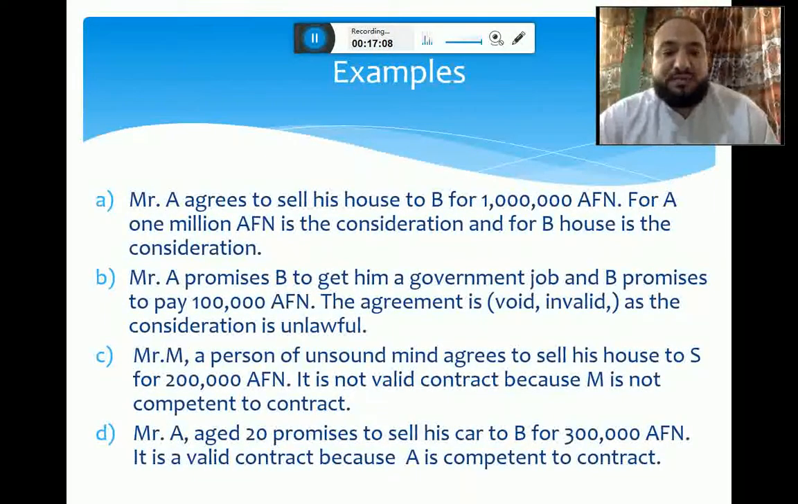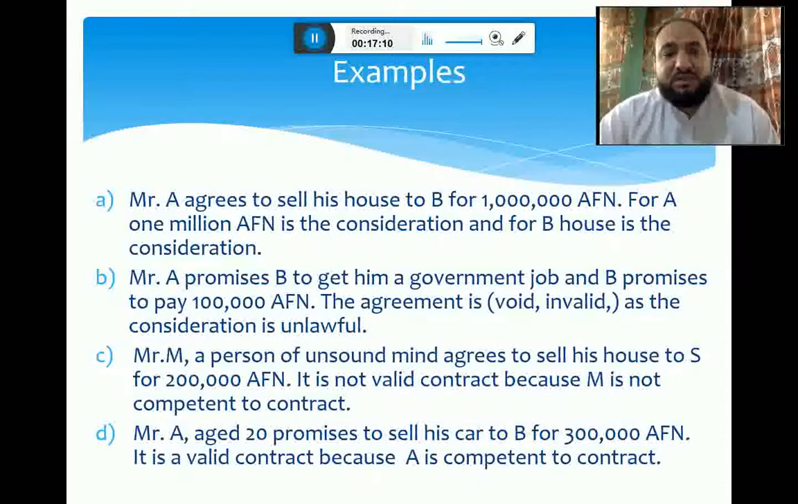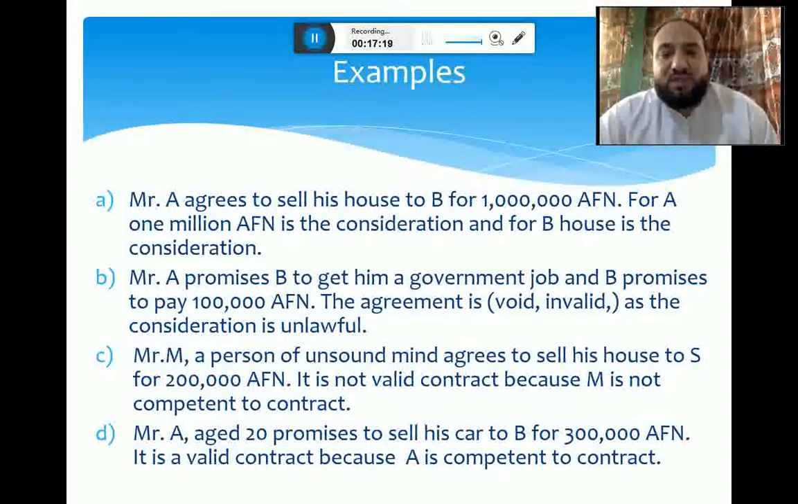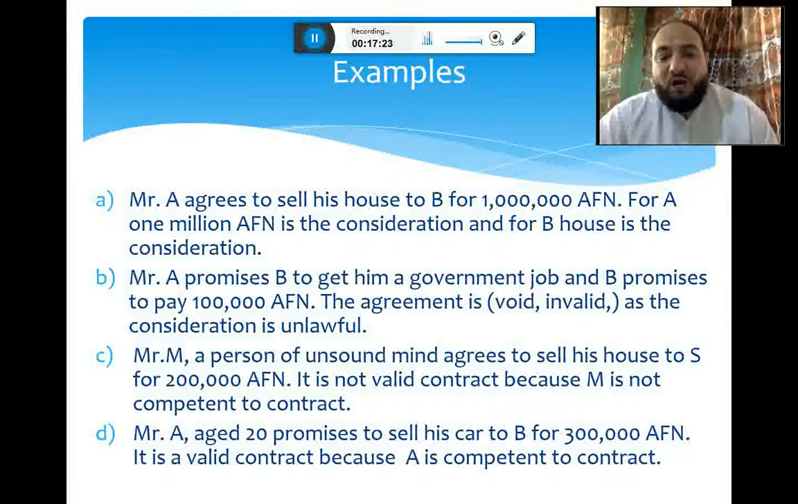Here are examples. Mr. Ahmad agrees to sell his house to Bilal for 1 million Afghani. For Ahmad, 1 million Afghani is the consideration, and for Bilal, the house is the consideration.